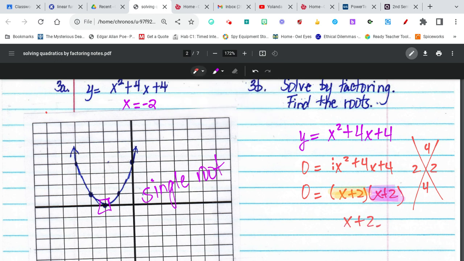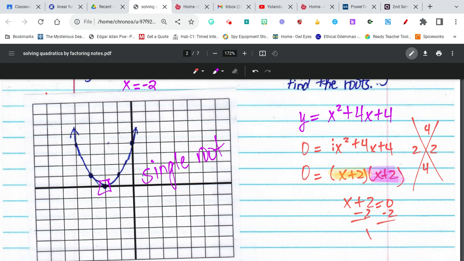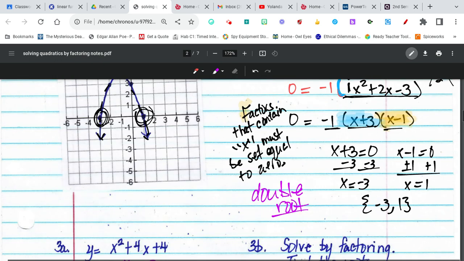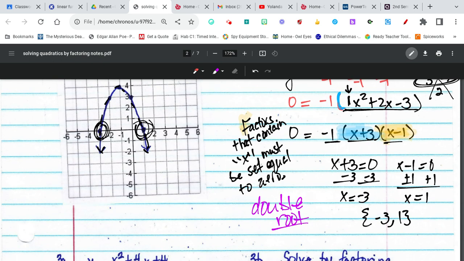So you don't want to write x plus 2 equal to 0 twice, because you're just going to get the same number again. So you just write it once when they're the same. When they're the same and you only have to write it once, that's how you know you're going to get a single root. Here, these were not the same. That's not the same as that. That's how you know you're going to get a double root, okay?